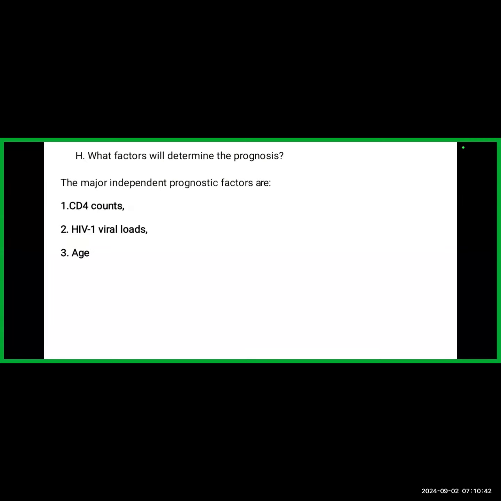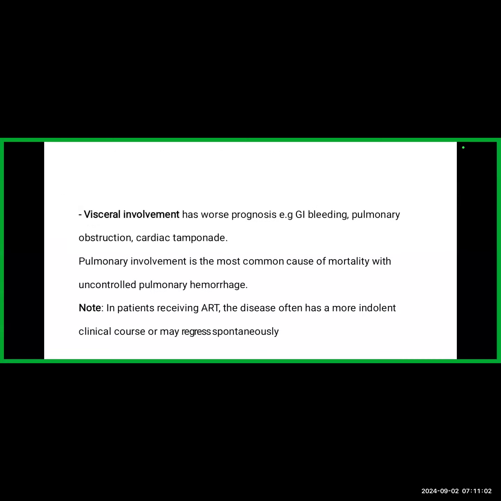What factors will determine the prognosis? The major independent prognostic factors are CD4 counts, HIV viral loads, and the age. But the CD4 count has been shown to be the most important determinant factor of response to treatment and the development of Kaposi sarcoma. The visceral involvement has worse prognosis: GI bleeding, pulmonary obstruction, cardiac tamponade. Kaposi sarcoma basically affects the skin, the lymph node, the gastrointestinal tract, and the lungs. But however, it has been shown to involve all organs in the body.